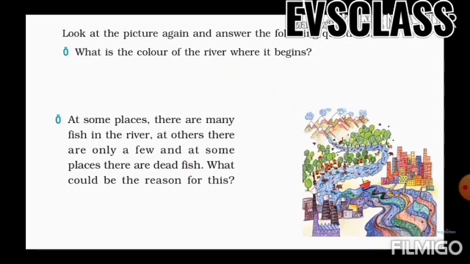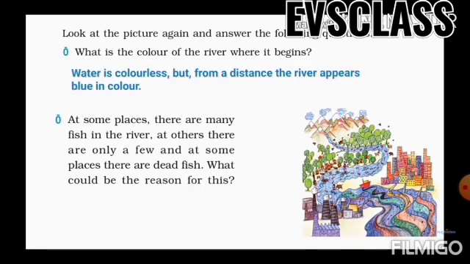What is the color of the river where it begins? In this picture you observe, students, the river begins in the mountains. Understood? So what will be our answer? Water is colorless, but from a distance the river appears blue in color.